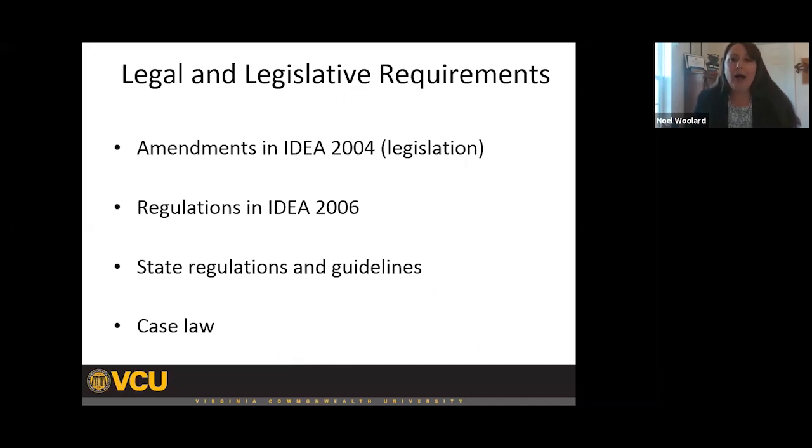So why are we even talking about FBA and BIP? Why is this even important? As I'm quite sure you are already aware, as you are all autism leaders in the state of Virginia, we have legislation at the federal and the state level that is very specific about when an FBA must be conducted. Our Virginia Board of Education also provides guidance to local school divisions that is pretty specific about what needs to happen in terms of the process of functional behavior assessment, and then taking that information and translating it into behavioral intervention plans.